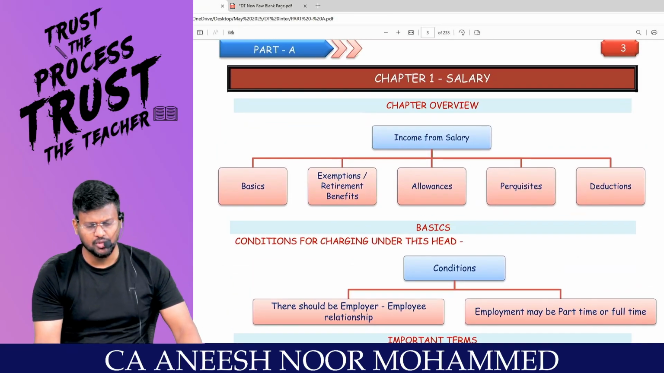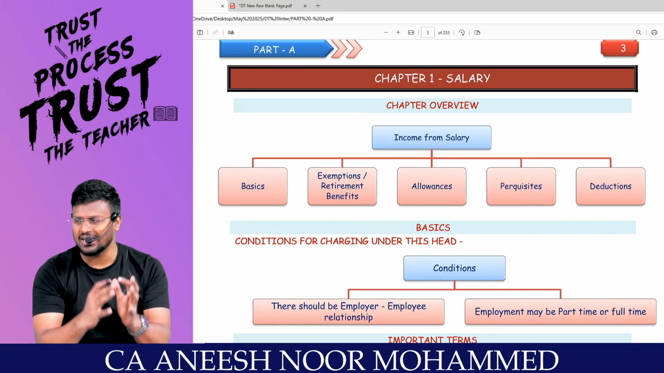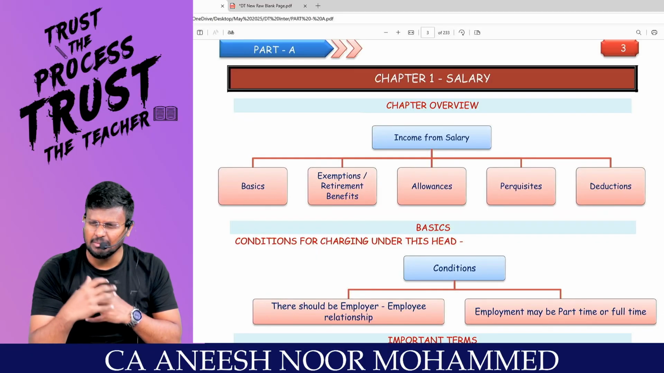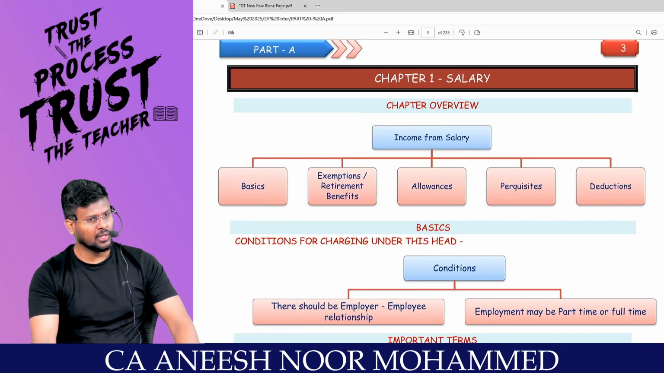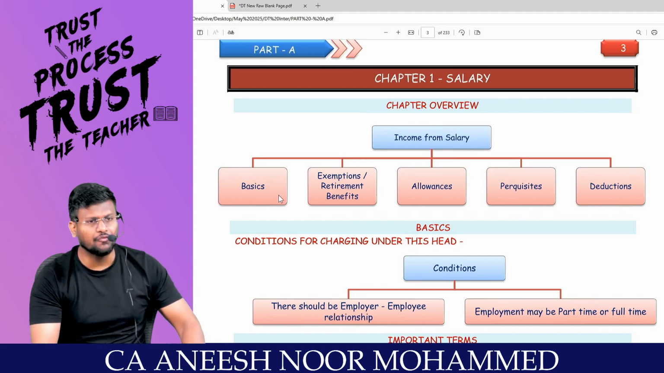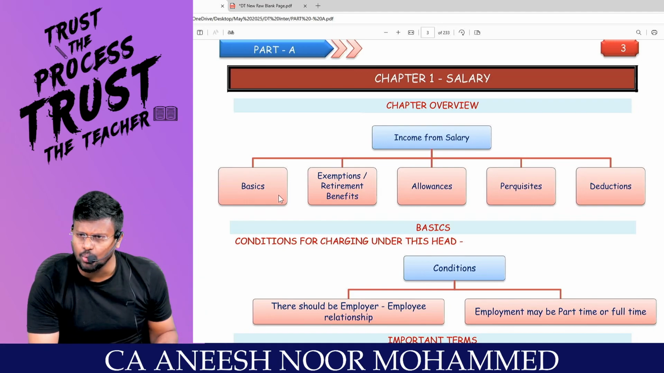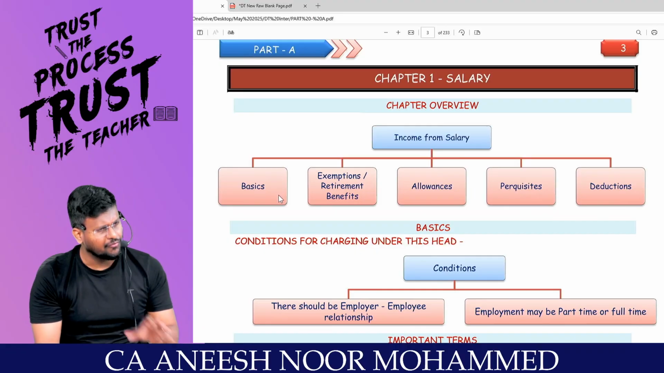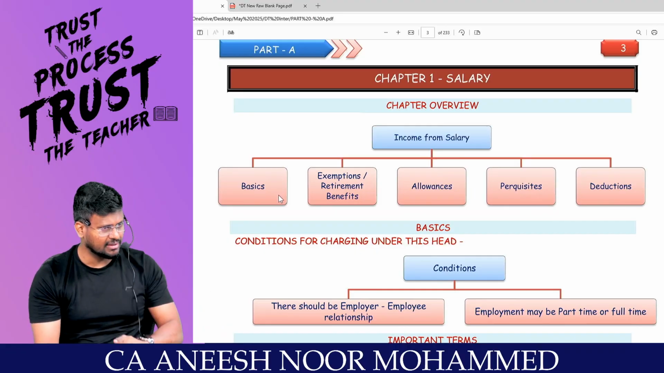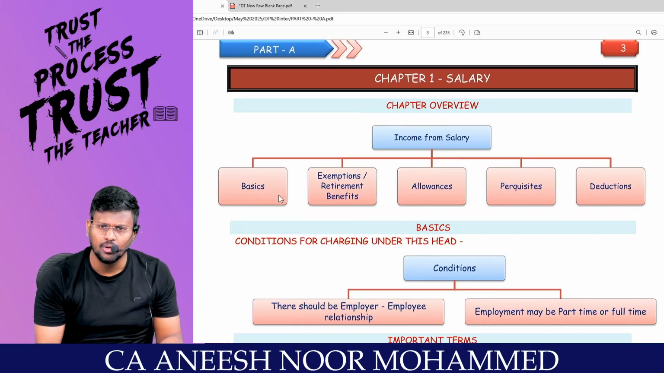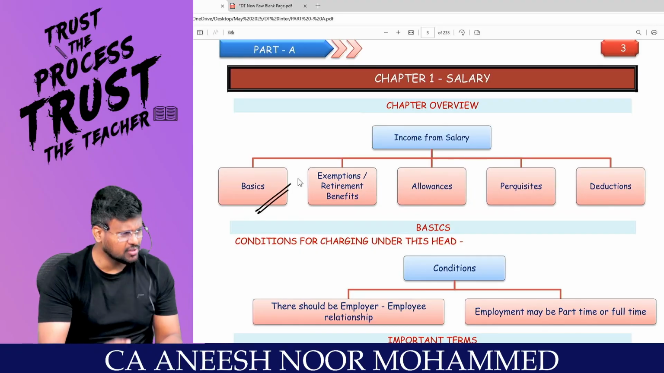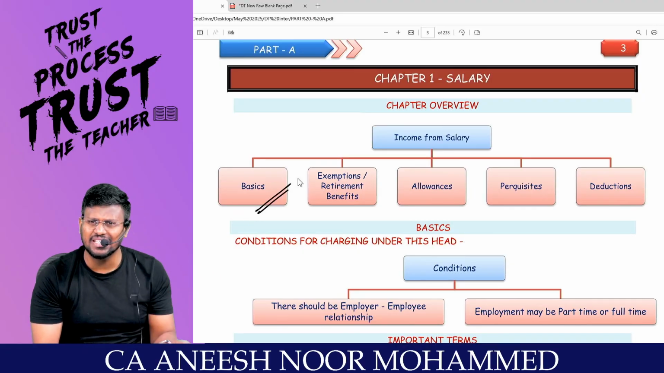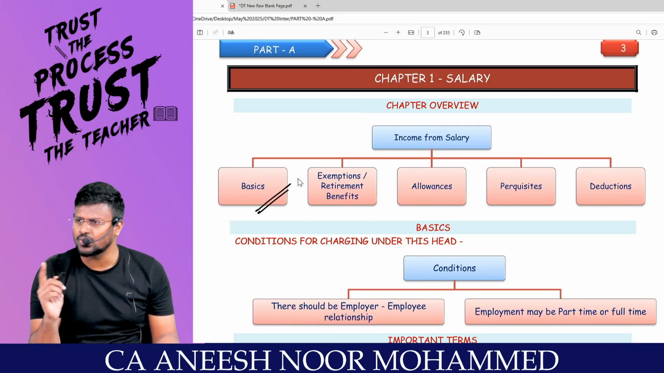My dear lovable students, every chapter I have classified into certain parts because in the Income Tax Act, sir, one chapter itself is so big. So the chapter salary is classified into 5 categories. Every chapter has been classified like this. Salary chapter is classified into number 1, basics, because every chapter will be having new terminology. So that we will be discussing as basics.